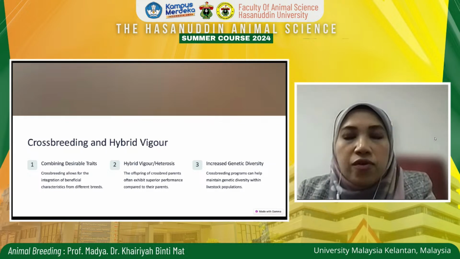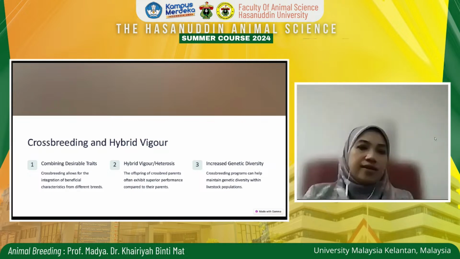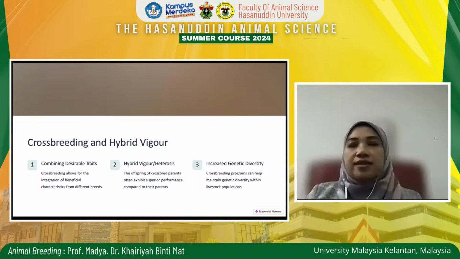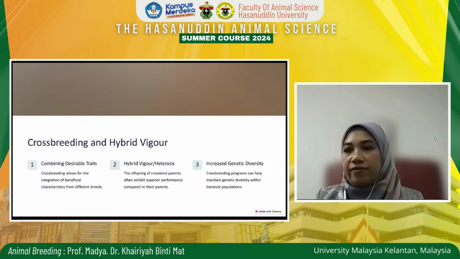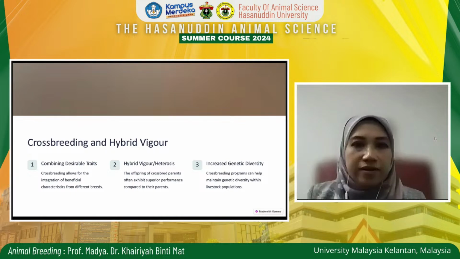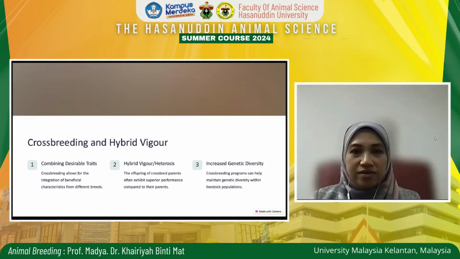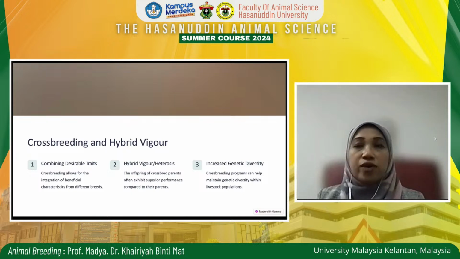For example, in Malaysia, we have a local cattle breed called Kedah Kelantan. The characteristics of this Kedah Kelantan are that they are very prolific. They have high disease resistance. They are very good survivors, and so on. But in contrast to those traits, they have a very small body structure. Their weight is not very heavy, so they are quite small in terms of size.